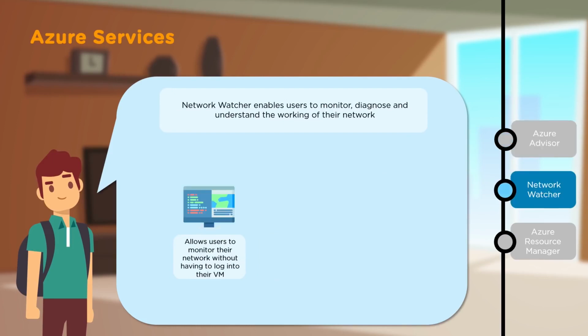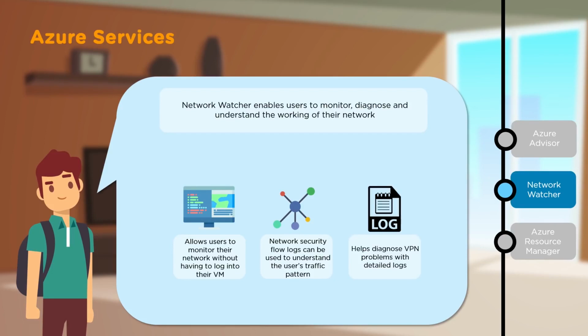Next, we have Network Watcher. With this, you can monitor, diagnose, and understand the working of your network. You can monitor your network without actually having to log in to your virtual machine. You can also use something known as network security flow logs to understand the traffic pattern, how much traffic is coming towards you, how much you're giving, and so much more. It also helps diagnose VPN problems that you might have with detailed logs.